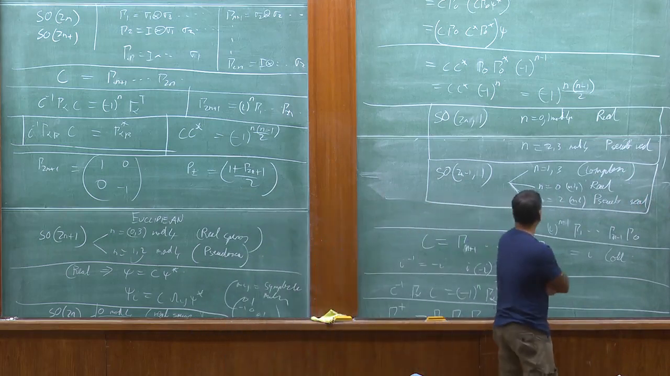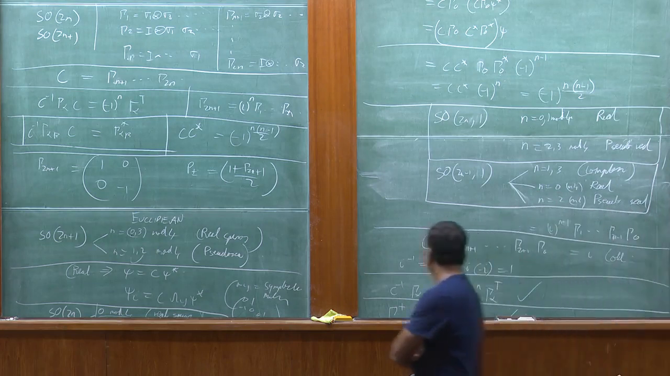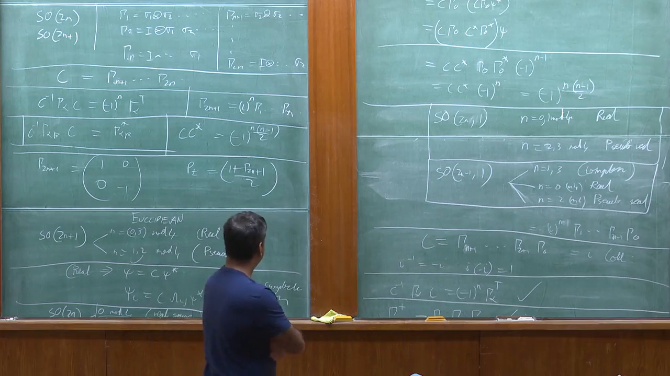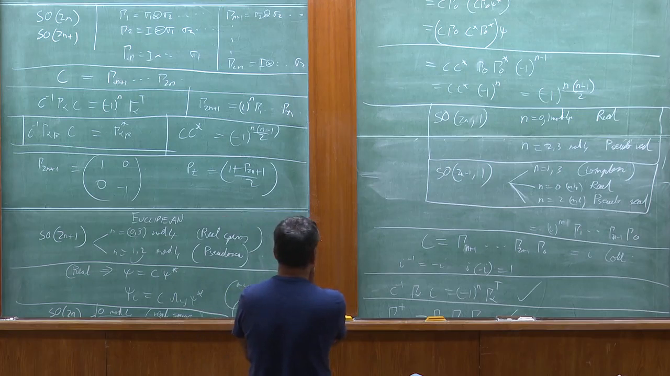So, let's see. n is equal to 0. So, when do we have complex spinors? So, we have complex spinors in, what am I saying? Something's wrong. Just a minute.